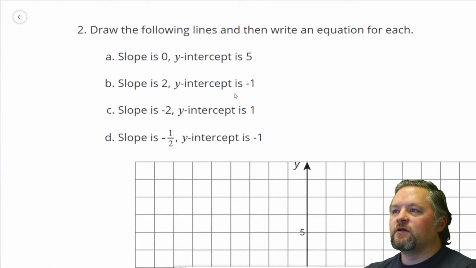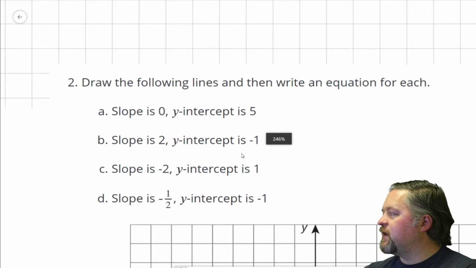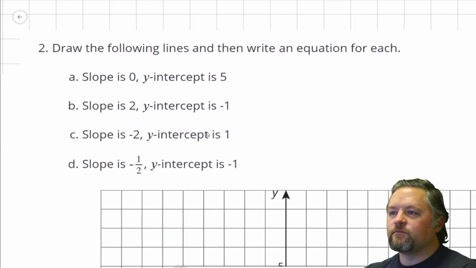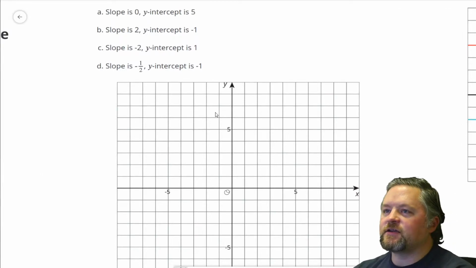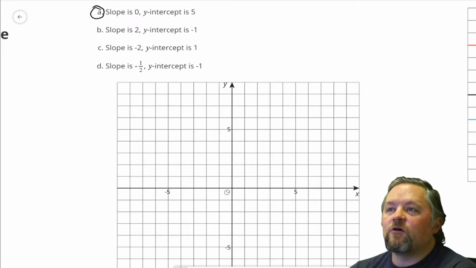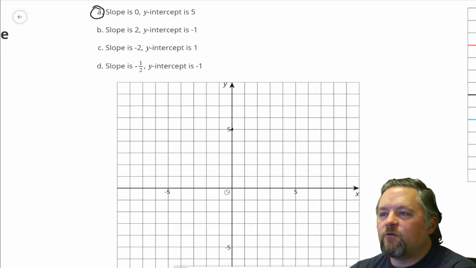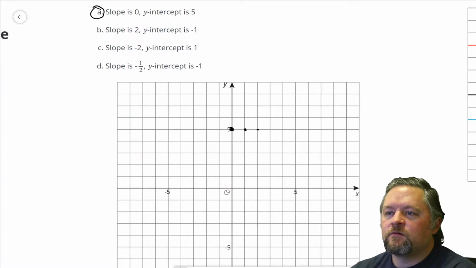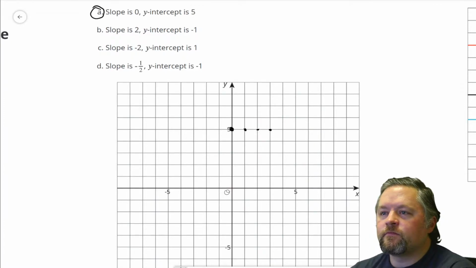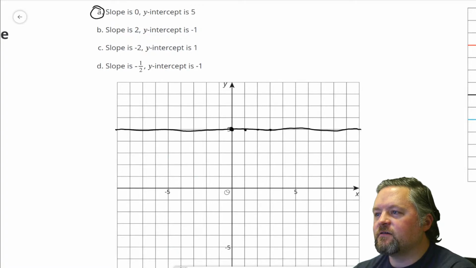Okay, next question. Draw the following lines and then write an equation for each. Sorry, that's kind of small, but the slope is 0 and the y-intercept is 5. The y-intercept is 5 means we're going to start right there. A slope of 0 means we rise 0 when we run 1. See how well I can draw this line. Totally good enough.